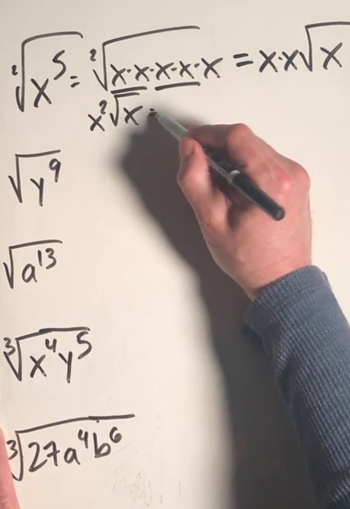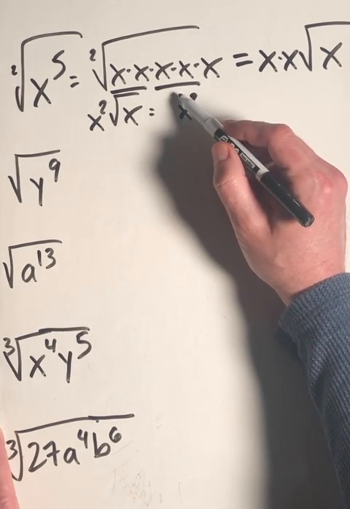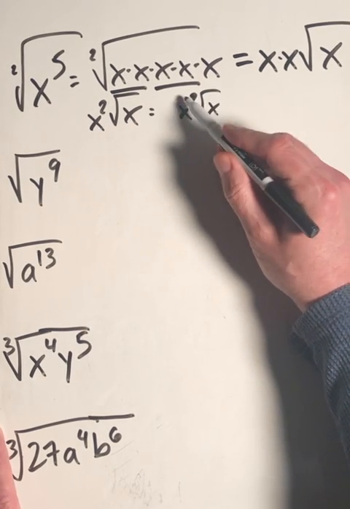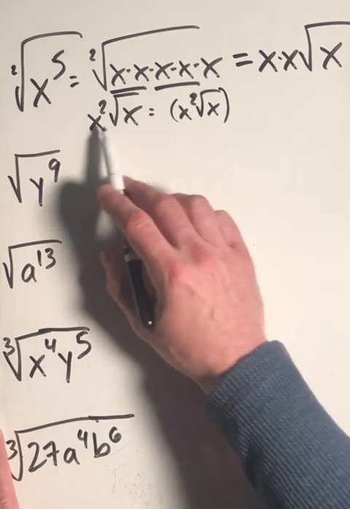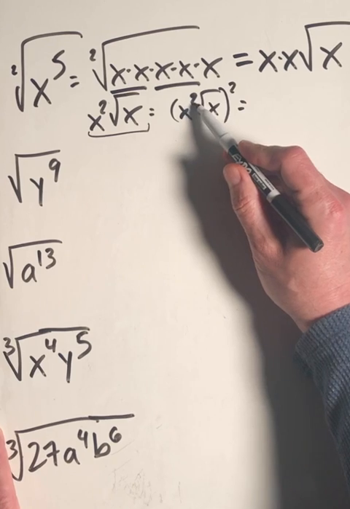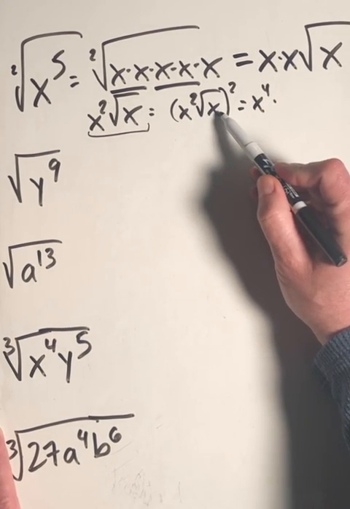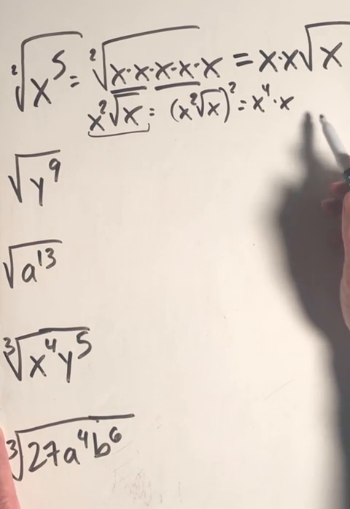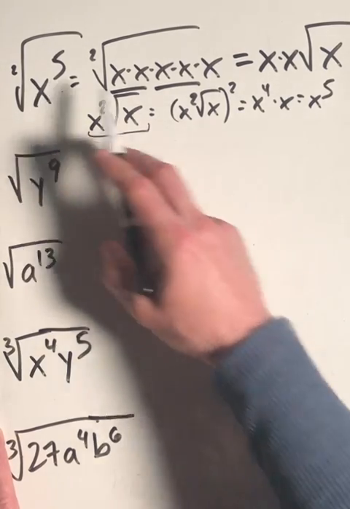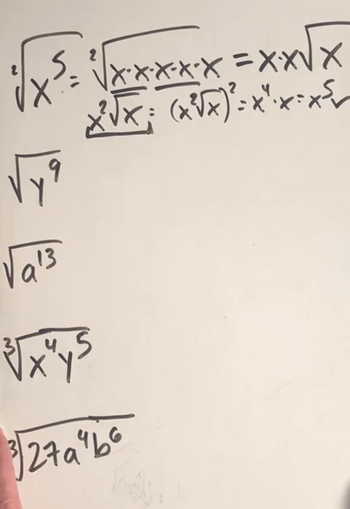We can double check this always by raising what is outside to the power of the index and then multiplying by what's in here. So we can do it this way too. We'll take our simplified answer here and raise it to the power of the index. X squared is x to the 4th. The square root of x squared is just x. X to the 4th times x equals x to the 5th, which was our original radicand. So we know that this simplified version is correct.